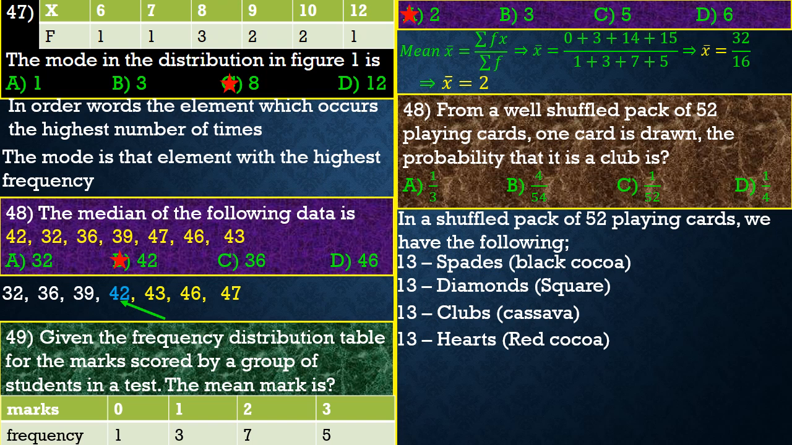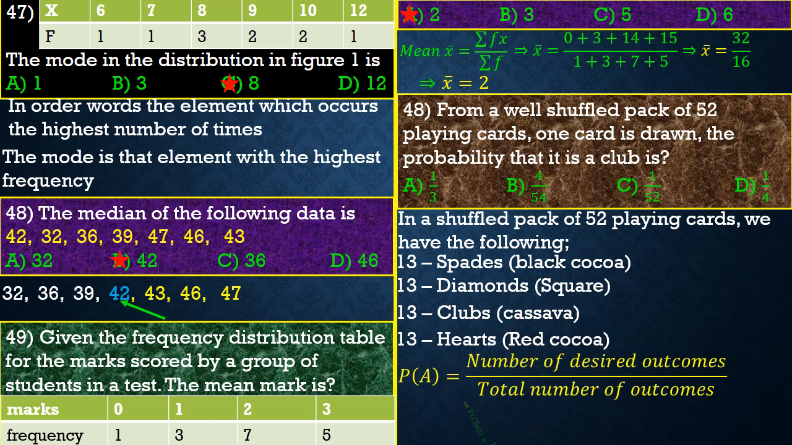So now guys, the probability that we draw a club is simply how many clubs there are, 13 clubs, over the total number of cards, which is 52. If you simplify that, we have an answer of 1/4. So guys, option D is the best option.